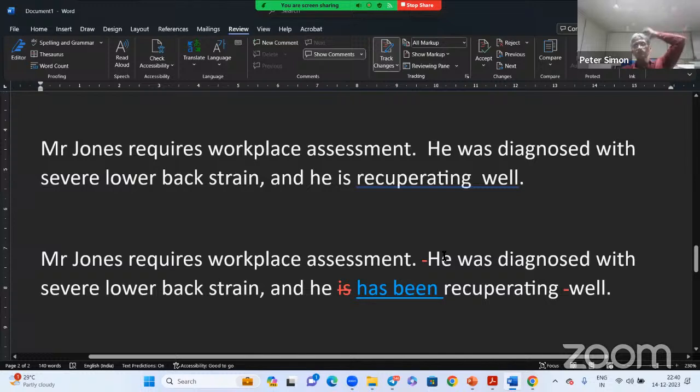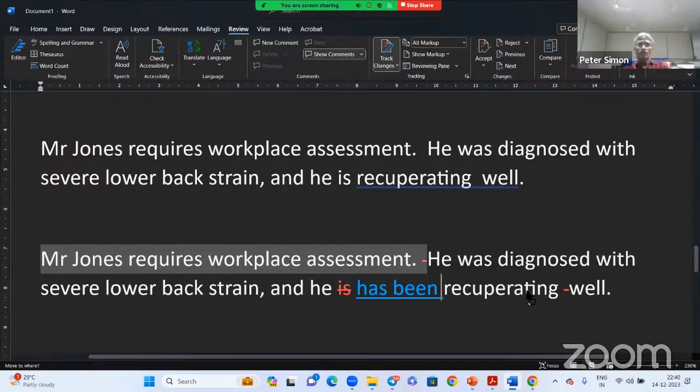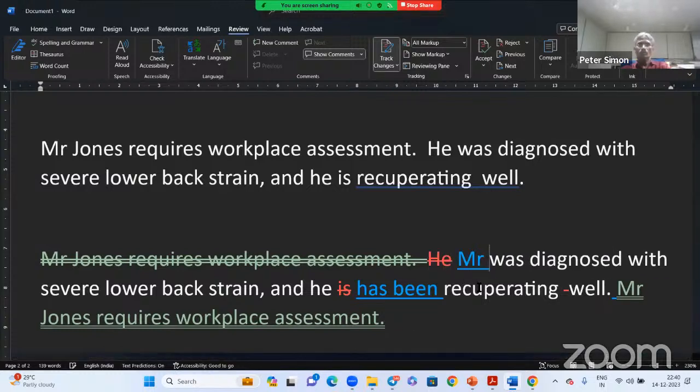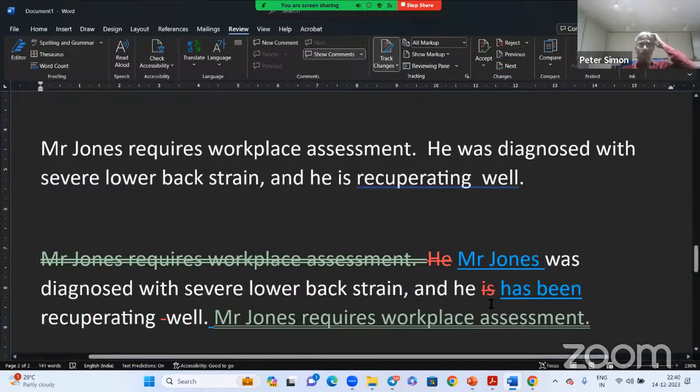Okay. Mr. Jones requires workplace assessment. He was diagnosed with severe lower back strain and he has been recuperating well. So this workplace assessment should come after this. You can write in the second part. Okay. And write in the second part, not first. So here you can say Mr. Jones, okay, was diagnosed with severe lower back strain and has been recuperating well.